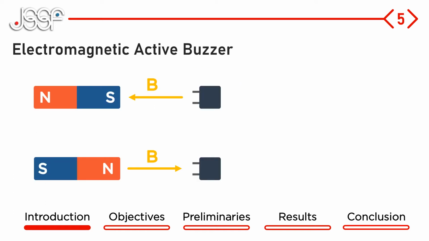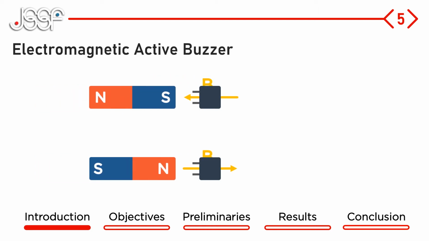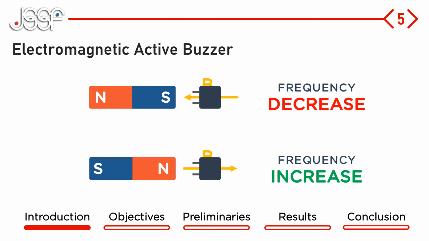Here is where something interesting happens. I'm showing that when we point a magnet bar to the buzzer, the frequency is decreased, and when we point another end of the magnet bar to the buzzer, the frequency is increased.